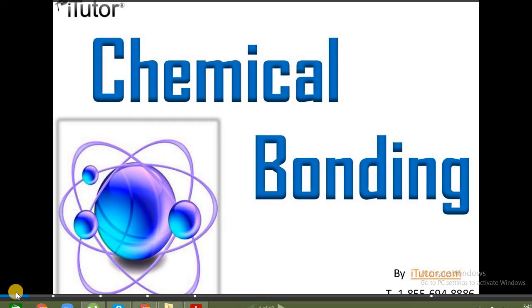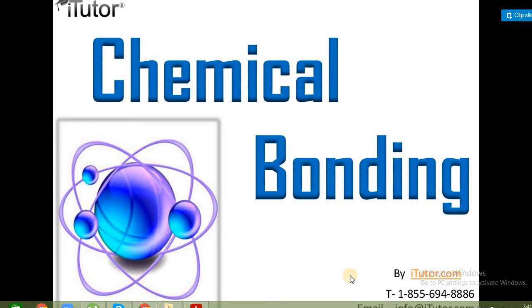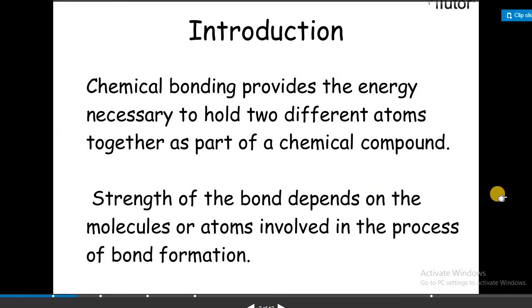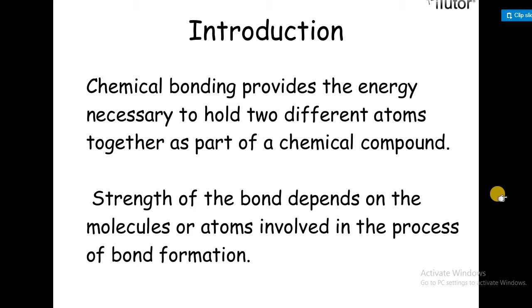Chemical bond. What is a chemical bond? A chemical bond is actually a force of attraction that occurs between atoms and holds them together. So we can say that it provides the energy which is needed for holding two different atoms, or similar atoms, together. That completely depends on which type of bond they are forming.